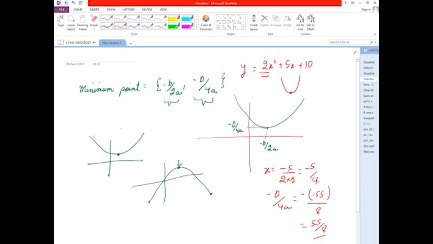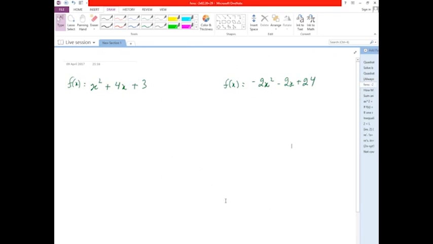So the minimum value of this function will be 55 by 8. From here also you can see that since this is 55 by 8 and it is the minimum value, the function will definitely never be negative. This function is always going to be a positive function, and you can do that by also plotting that and various other ways we'll see shortly. So this is basically how you draw the graph.